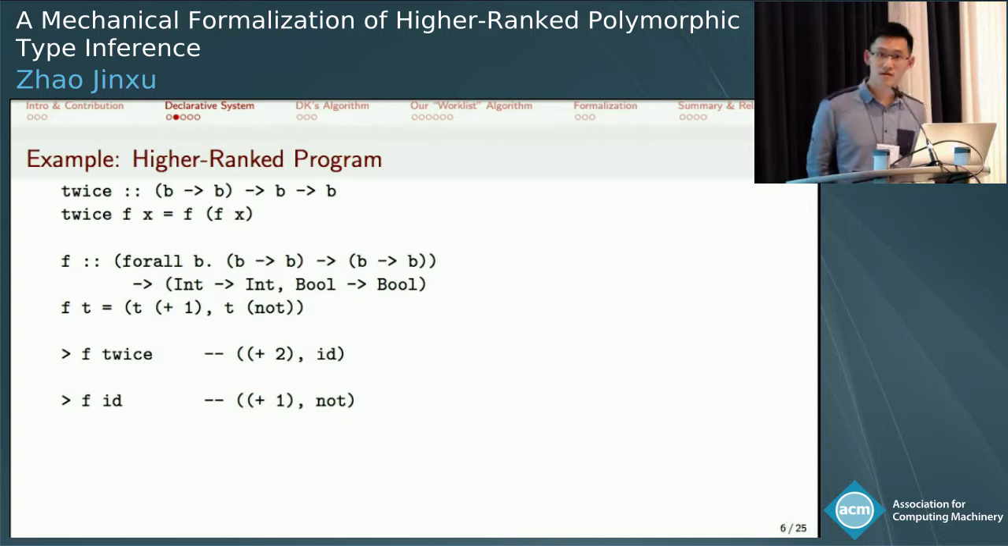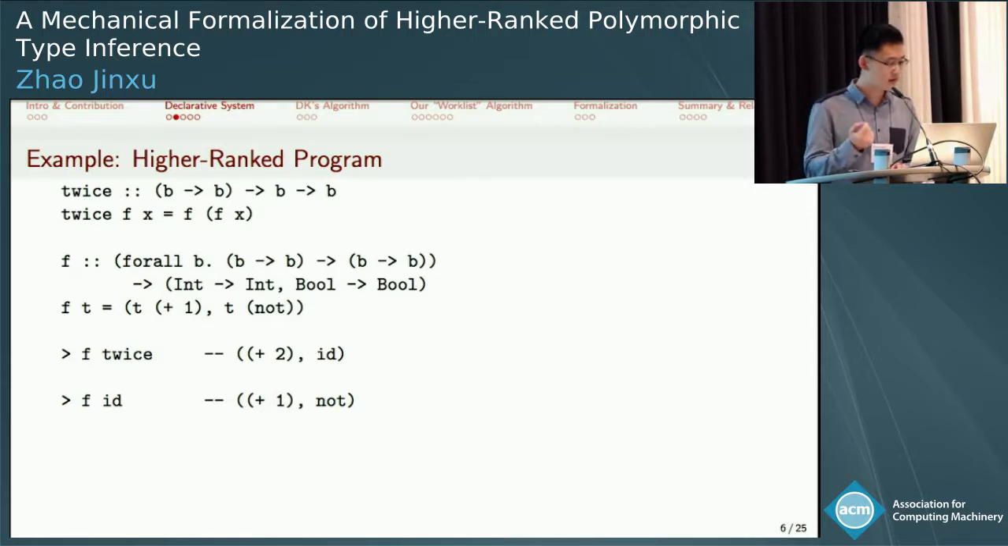We have a twice function here. Basically, it applies a function to the argument twice. It's a polymorphic function, right? And f here accepts twice. So it accepts the polymorphic function, and it uses it in two different ways, so it applies to both a function int to int and bool to bool. So here the argument type should be a polymorphic type. So if you apply f to twice, it's perfectly fine because the argument type matches the specification of twice.